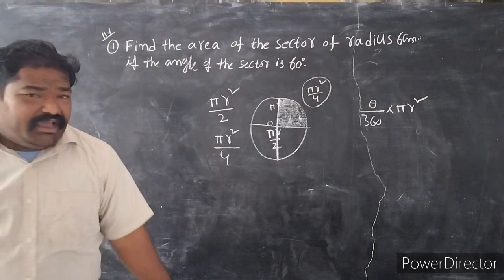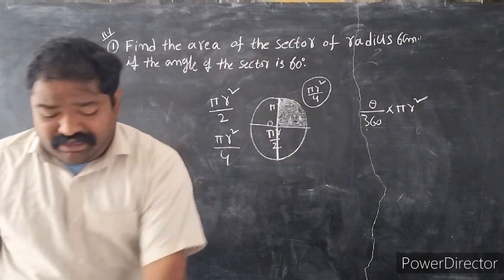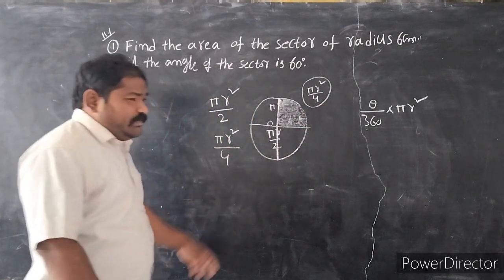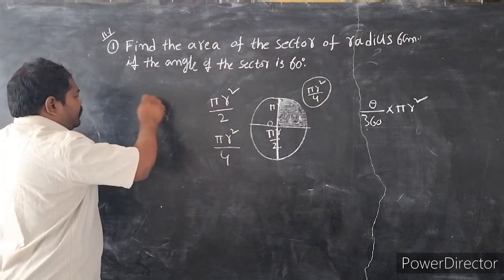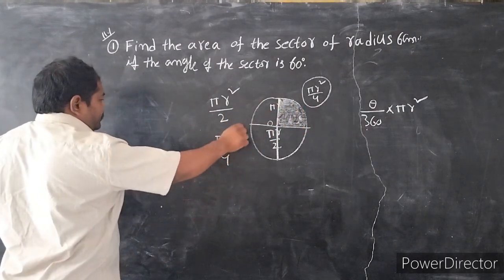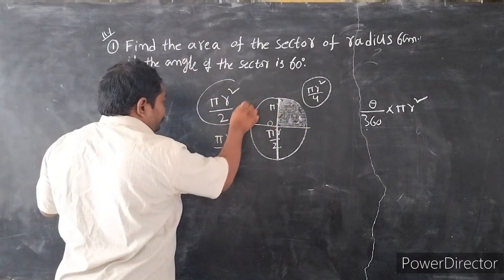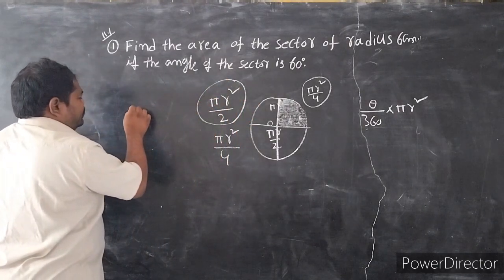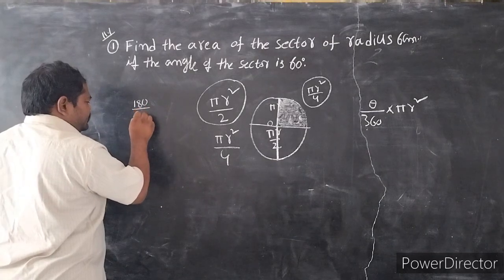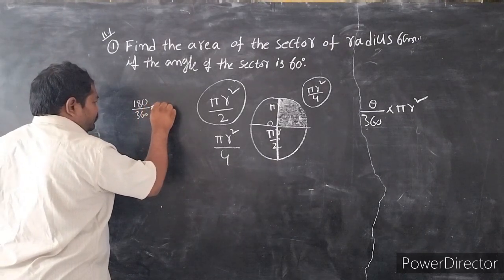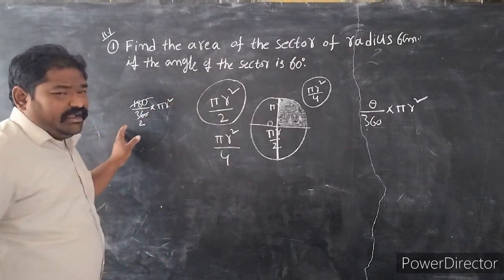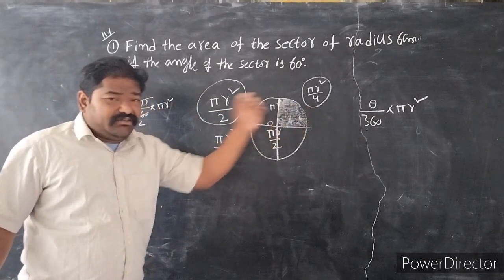Okay, in any quadrant we have 90 degrees. Why? The area of the semicircle is pi r square by 2. We know the formula: theta by 360 into pi r square. In a semicircle, we have 180 degrees at the center. Theta by 360 into pi r square, 180 by 360 is 1 by 2. Therefore, pi r square by 2 is the area of the semicircle by using that one.